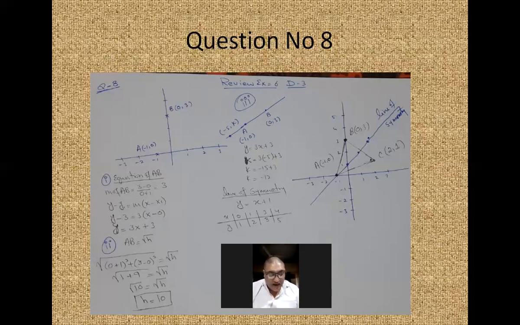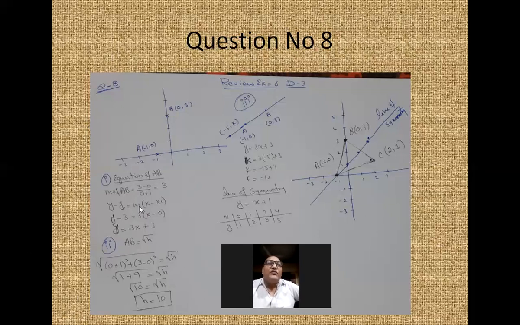So that is the first part. The second part is: given that the length of AB is root h units, find the value of h. The length of AB equals root h, and we want the value of h. I will apply the distance formula: the square root of x2 minus x1 whole square plus y2 minus y1 whole square, which equals root h.